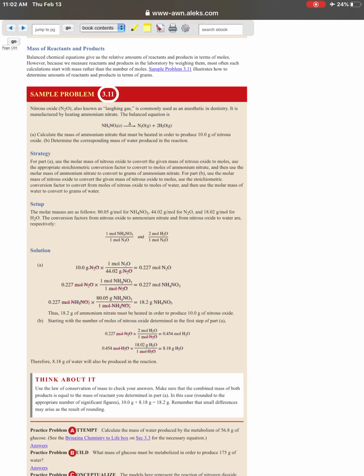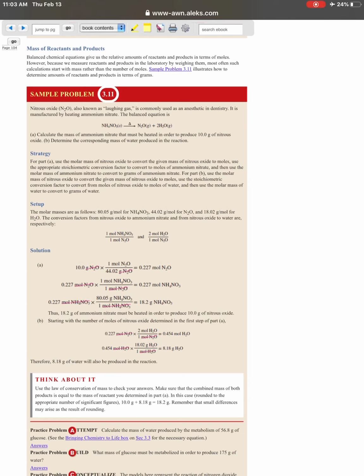Nitrous oxide, which has the formula N2O, is also known as laughing gas. Dentists sometimes use it, right? It's commonly used as an anesthetic in dentistry. It is manufactured by heating ammonium nitrate. Ammonium nitrate has the chemical formula NH4NO3. So the solid ammonium nitrate is heated. The little triangle above the reaction arrow means that you're heating the reactants. In this case, there's only one reactant.